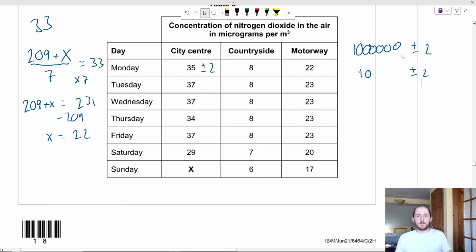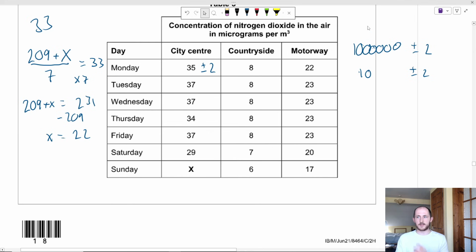And again, think of it in terms of money. If I was going to give you £1 million, give or take £2, maybe I only end up giving you 999,998. Would you care that much? Whereas if I owe you £10 and I only give you £8, that's a pretty big difference, right? So that's what uncertainty is.